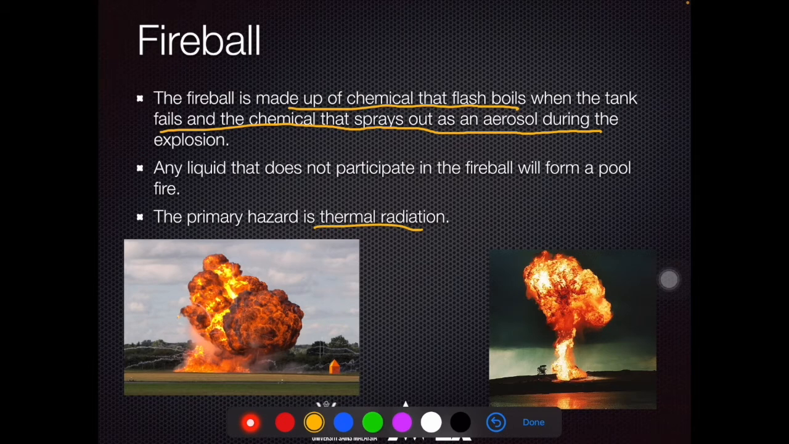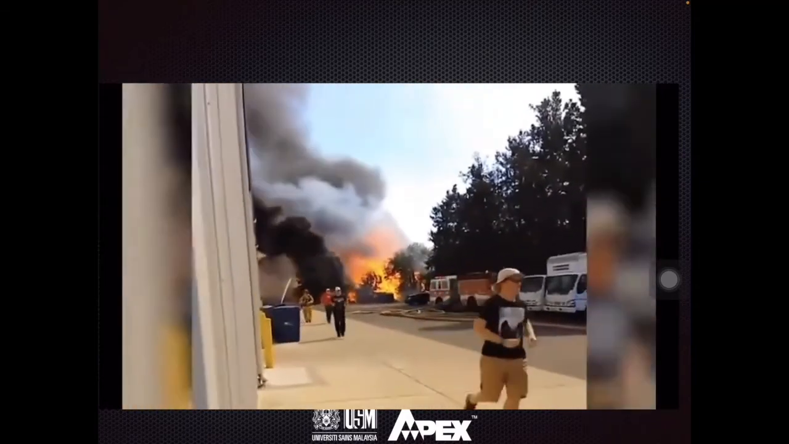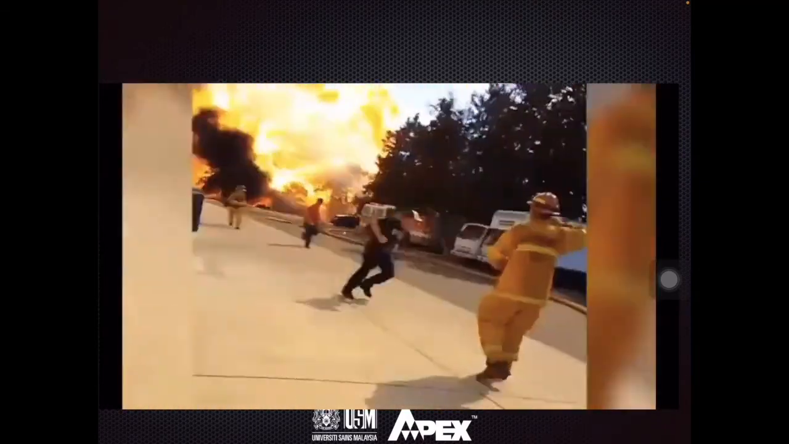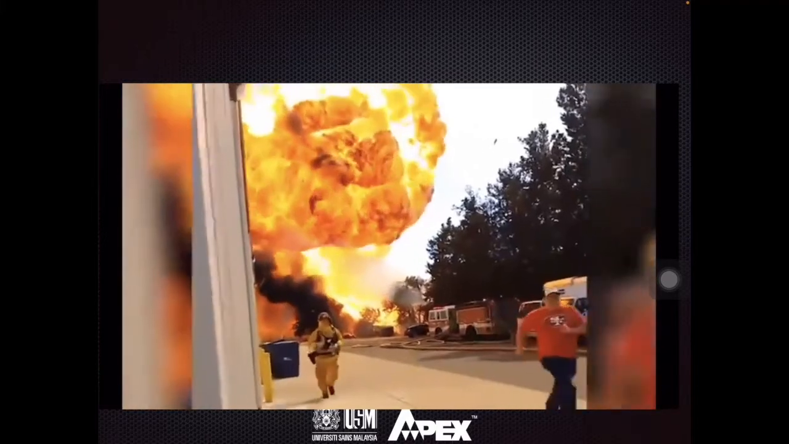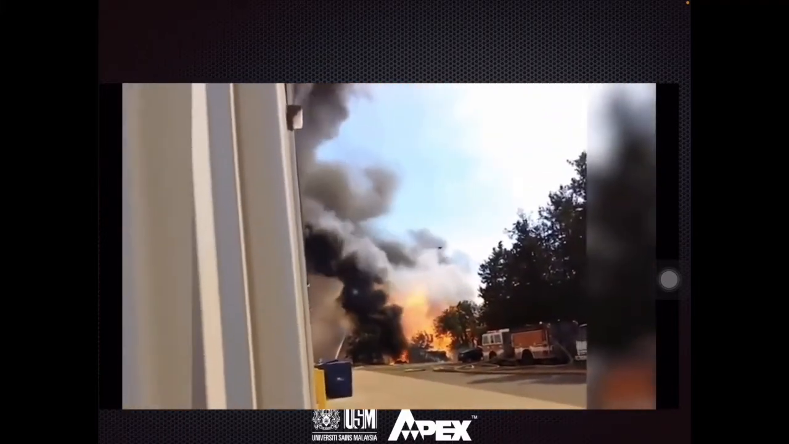As you can see here, this is a fireball, the same as this one. But a fireball just occurs once, and the hazard here is the thermal radiation of the fireball itself. This is an example of a fireball situation. Can you see the fireball?